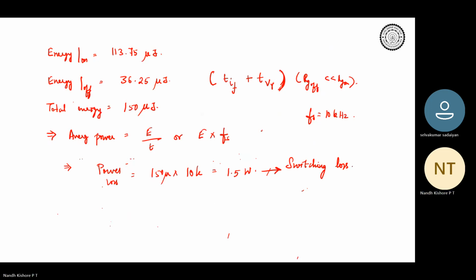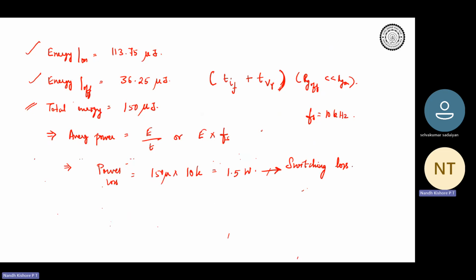So you understand this much energy gets expended every time the device turns on and turns off. When the device turns on, this much energy is gone. When the device turns off, this much energy is needed. So the total energy is this much, and this will happen every time. This energy loss happens every time the device turns on and turns off, which corresponds to the switching frequency.